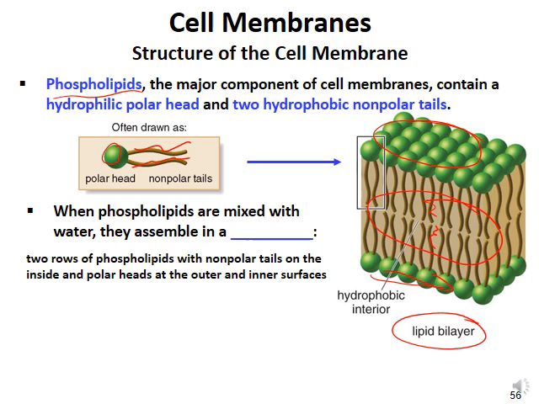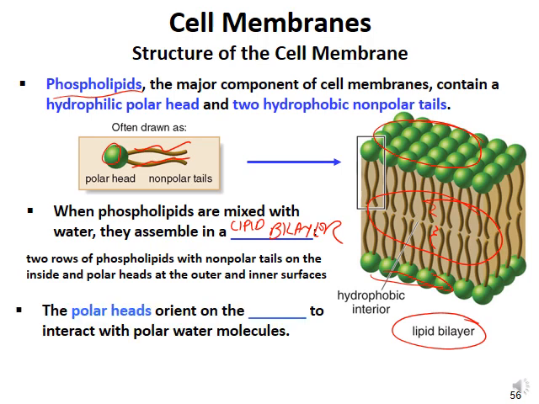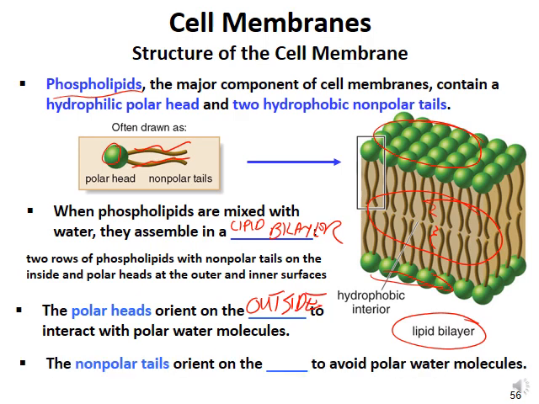So when phospholipids are mixed with water, they assemble in a lipid bilayer. That's what all cell structures are like. 2 rows of phospholipids with the non-polar tails facing each other and the polar heads on the outer and inner sides. The polar heads orient on the outside to interact with the polar water molecules that are out in the cell environment, and the non-polar tails orient on the inside to avoid all that polarity of the water and the fluids around the cell.